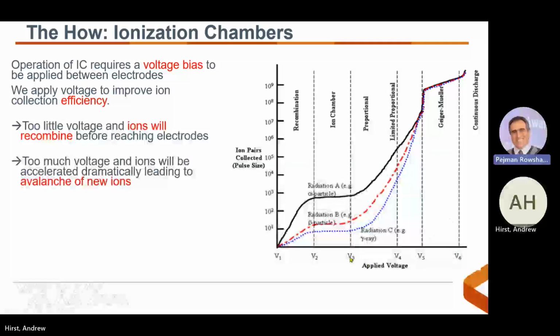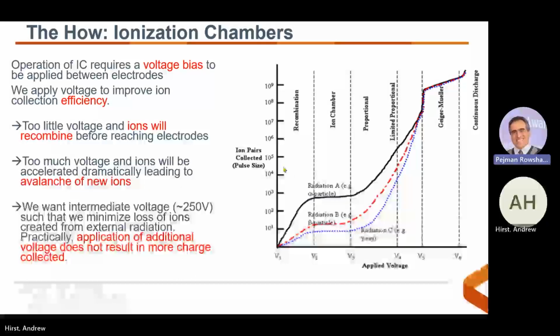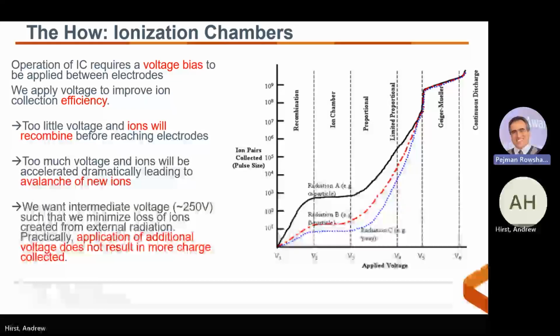If you apply too much voltage, say between V3 here and V5, then you're accelerating your ions too much, and they lead to subsequent ionizations, which actually create more ionizations not due to your primary radiation. That leads to an avalanche of new ions, and that again is going to increase your ion pairs collected. So what you want is a sweet spot region, an intermediate voltage around 250 volts, such that we minimize the loss of ions, but also we don't create any new ions.